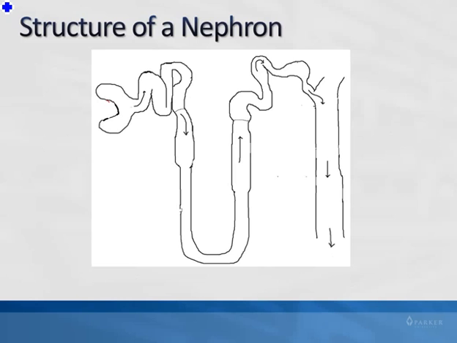You don't have to say thin descending limb because it's all thin. You have a descending limb of the loop of Henle, but the ascending, you have to distinguish between thick and thin because they do different things. Anybody want to know why one's thicker and one's thinner? The reason why, and actually I'm going to tell you the proximal tubule.